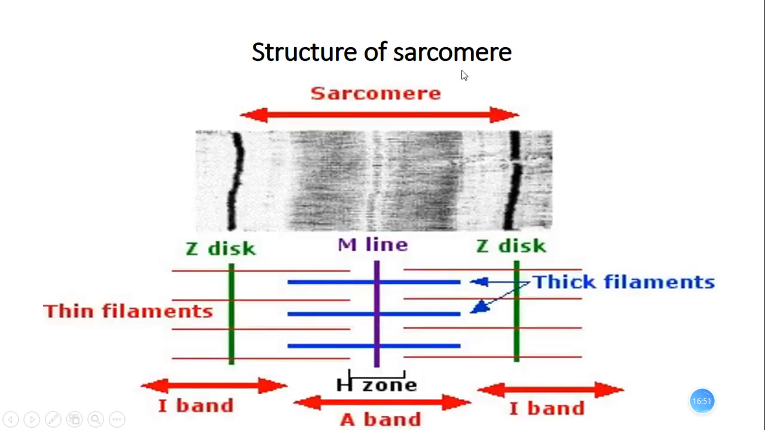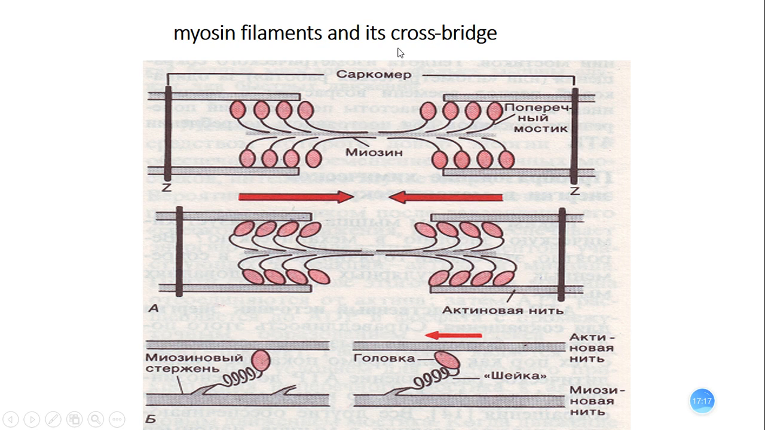And here again is the structure of the sarcomere, between the discs. The sarcomere has the A band and the I band. Within the A band we have the M line, and this is the thick filament, which is myosin. This is the thin filament, actin. And here are the myosin filaments.